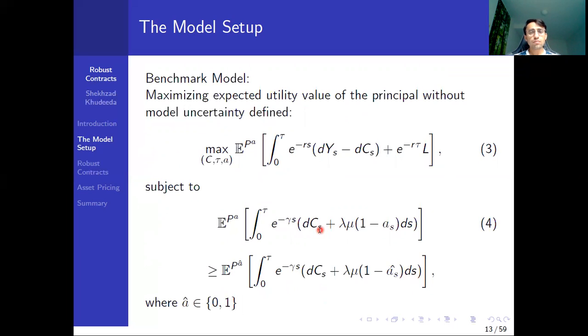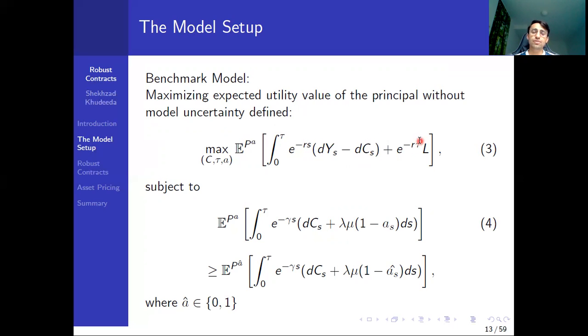So we can now set our setting in the so-called benchmark model. Here, the principal maximizes his expected utility without considering the model uncertainty first. So it will be maximized with respect to the fixed contract, which we have to find, and the expected utility under the probability measure P^A, so it's also the integral from 0 to tau of the exponential of the discounted future cash flows of the principal, and the dynamics of the cash flows and the dynamics of the fixed contract plus the liquidation value.